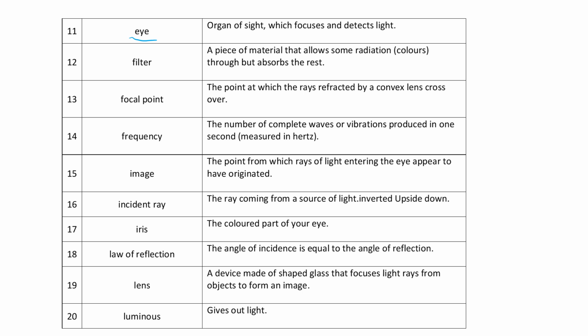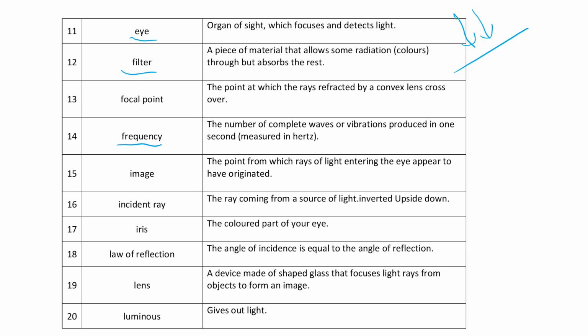A piece of material that allows some radiation through but that absorbs the rest. So what you could have a blue filter, right, and it allows certain colours through. That's a filter. The point at which the rays refracted by a convex lens across its produced in 1 second is the frequency, so that's the number of waves per second.